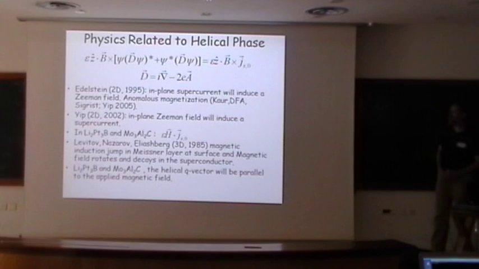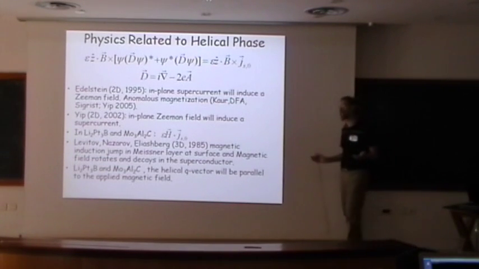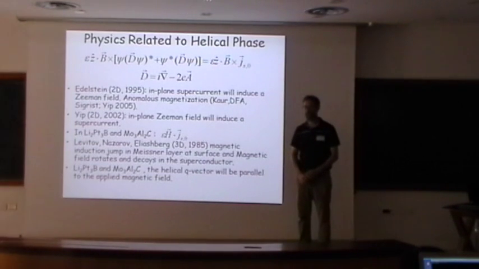I'll leave this here so you can read through it, and then the other thing you can do is do an experiment to look for these phases in the helical phase. That won't work as well for the FFLO-like phase. So those are the points I wanted to make, so that's, I guess, a good place to stop. All right, thank you.